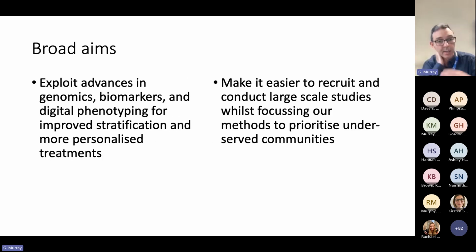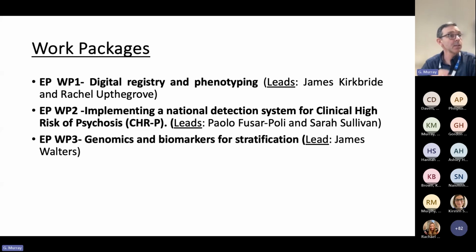So we were guided towards these broad aims of exploiting advances in omics and digital phenotyping for more personalized treatment, and also hopefully making it easier to recruit and conduct large-scale studies, but not missing out underserved communities, to drive forward new developments and new treatments. So in our work, there's a big package of work about digital phenotyping and a digital registry, and that's being led by UCL and Birmingham, James Cuttbride and Rachel Upthegrove. There's work towards implementing a national detection system for people at risk of psychosis, Paolo Fusapoli and Sarah Sullivan, and then omics work for personalization.